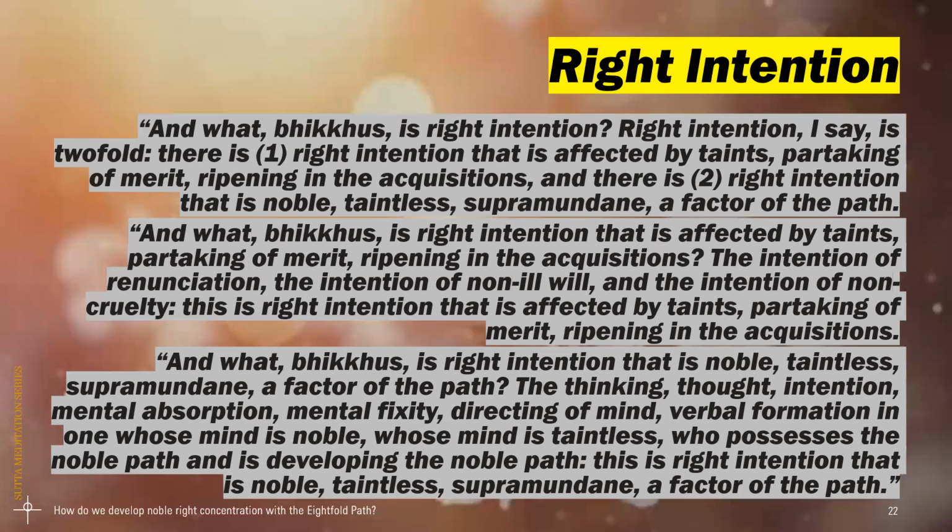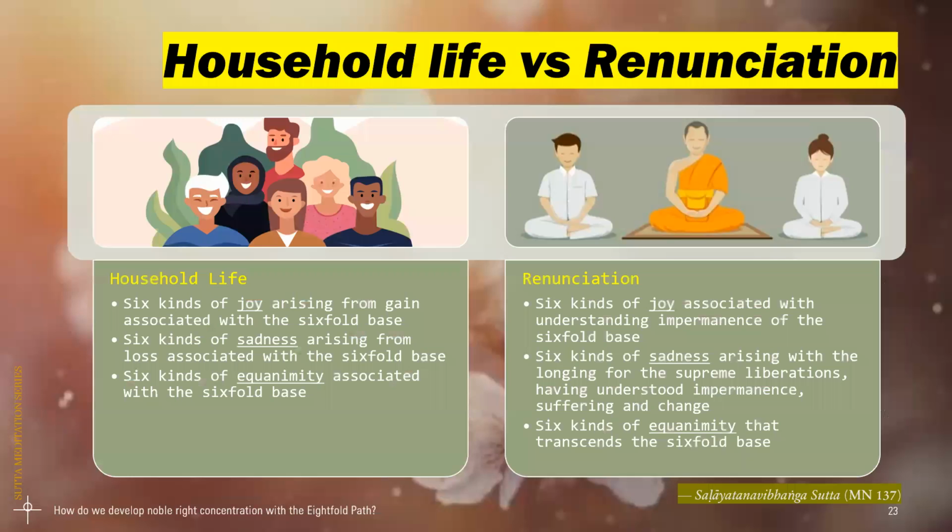So we're going to look at the Salayatana Vibhanga Sutta. This is Majjhima Nikaya, discourse number 137. And we're going to spend a bit of time on this because it's very important. This is the Buddha's teaching on the sixfold base. The part that we're going to focus on is where the Buddha gives an explanation of happiness, sadness, and equanimity of a household life, and happiness, sadness, and equanimity of renunciation.